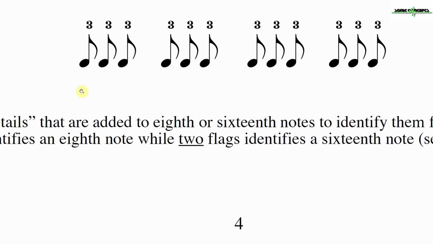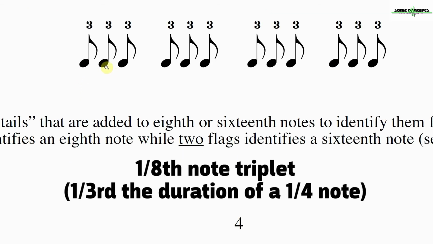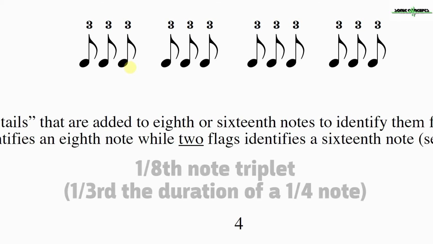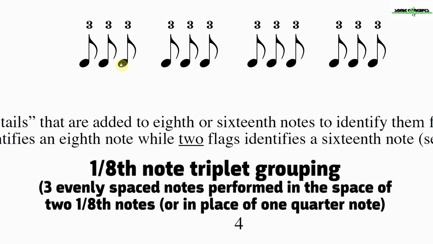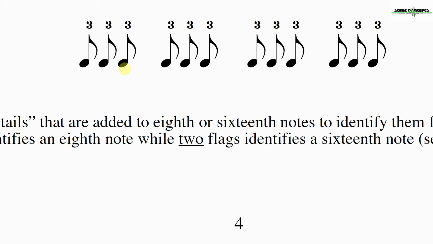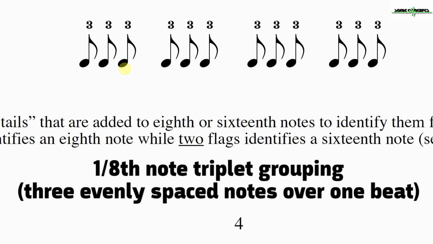One additional subdivision we will cover is the eighth note triplet. The eighth note triplet's duration falls between an eighth note and a 16th note. Eighth note triplets are three evenly spaced notes that are performed in the space of two eighth notes, or in place of one quarter note. The key thing to remember is that they are three notes that are evenly spaced in thirds over one beat, which is represented by a quarter note.